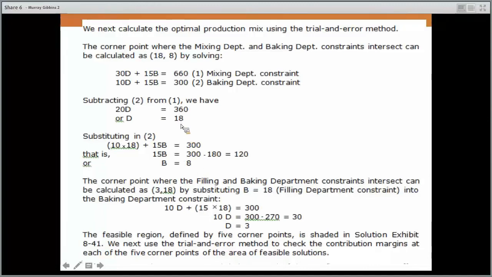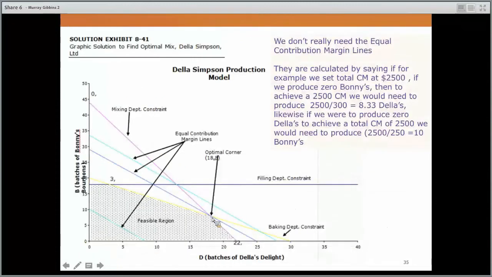So we know that that point, when Bella is 8, Della can be 18, and we know that that is that point right there. When Della is 18, Bella is 8. We've got that point, 18, 8. Notice that the number that comes first is always the x-axis when you're identifying points. There's the x, and there's the y.